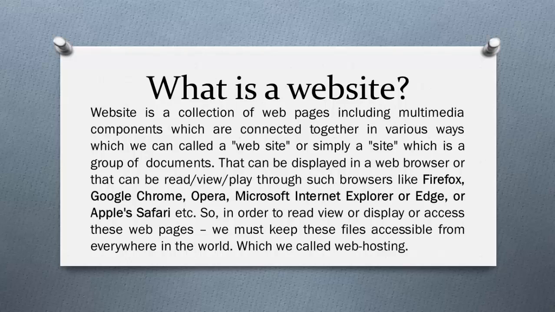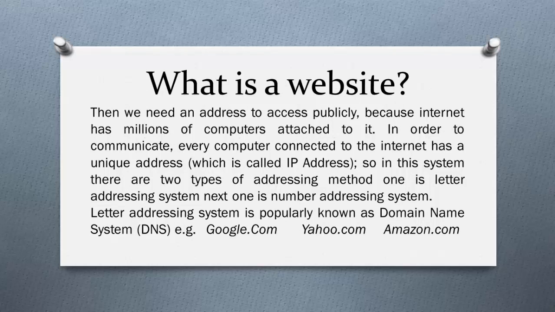In order to communicate everywhere, the computer connected to the internet has a unique address which is called an IP address. So in this system there are two types of addressing methods. One is the letter addressing system and the next one is the number addressing system. The letter addressing system is popularly known as the domain name system. That means google.com, yahoo.com and amazon.com.